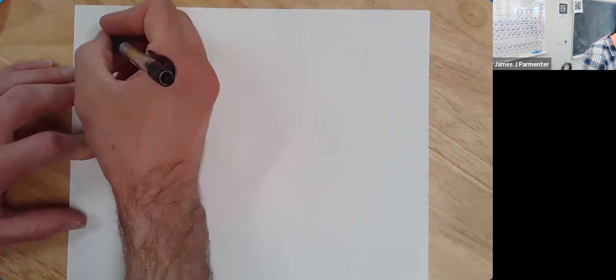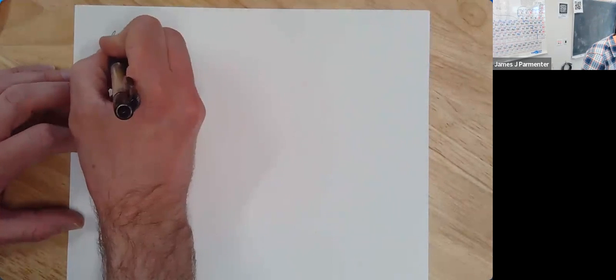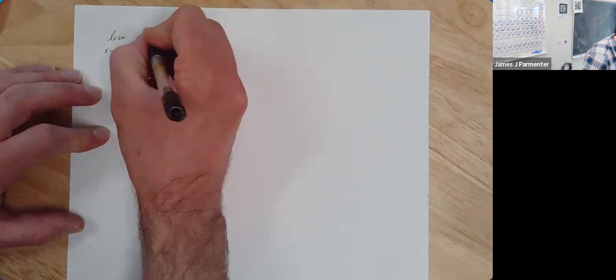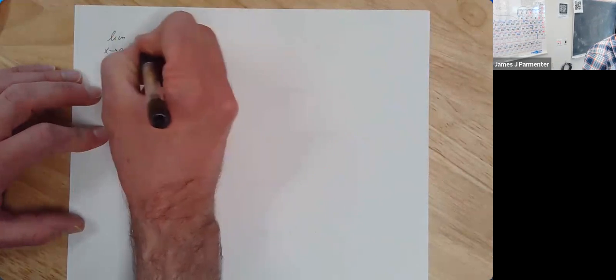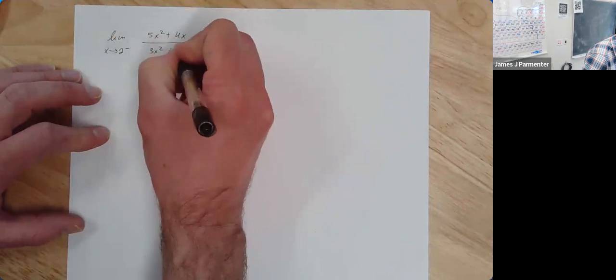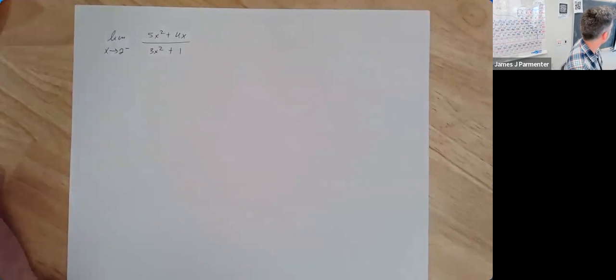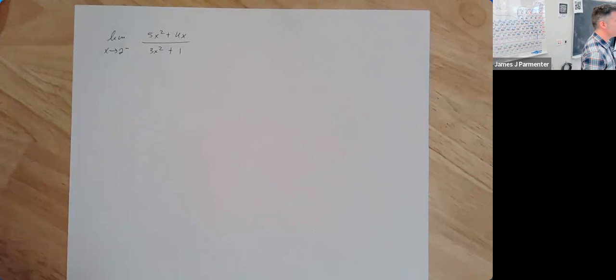So, evaluating limits without graphs. Let's say we had something like the limit as x approaches 2 from the left of 5x squared plus 4x over 3x squared plus 1. Don't divide everything by x squared. We're not going to infinity. That's not the thing to do here. When x is approaching a real number, like 2 or 3 or -5, first just try plugging it in. And if you plug it in and get a real answer, you're done.